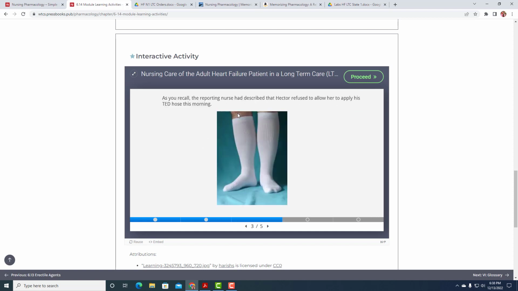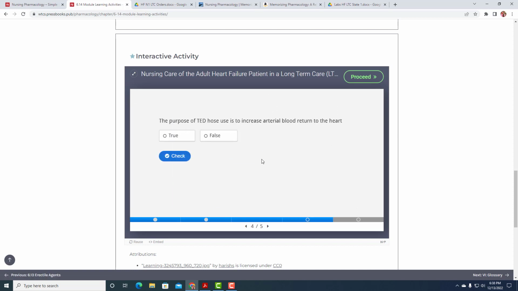As you recall, the reporting nurse had described that Hector refused to allow her to apply his TED hose this morning. Okay. And then the purpose of the TED hose is to increase arterial blood return to the heart. And so the thing that we really want to look at is, is it arterial or venous blood?